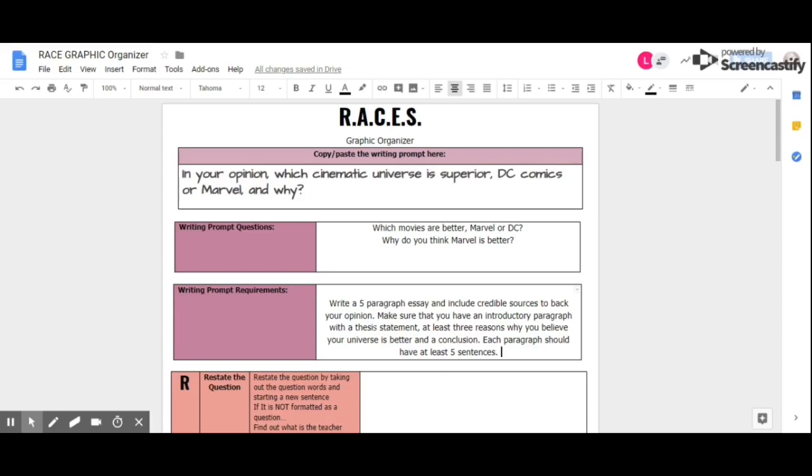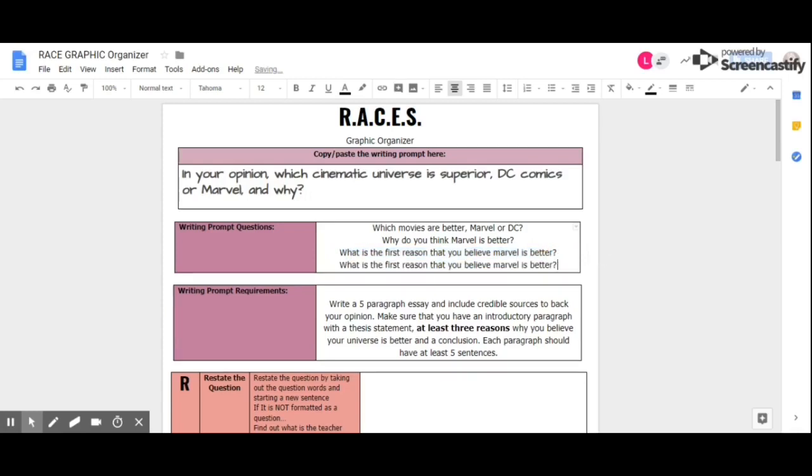But I look at this and I see something that I can turn into another question. So I see at least 3 reasons. Okay, so I'm going to bold that and I'm going to turn it into another question. What is the first reason that you believe Marvel is better? And then I'm going to say, these don't have to be the prettiest sentences ever. They just have to ask the question. What is the second reason? Right? What is the second reason, and what is the third reason?